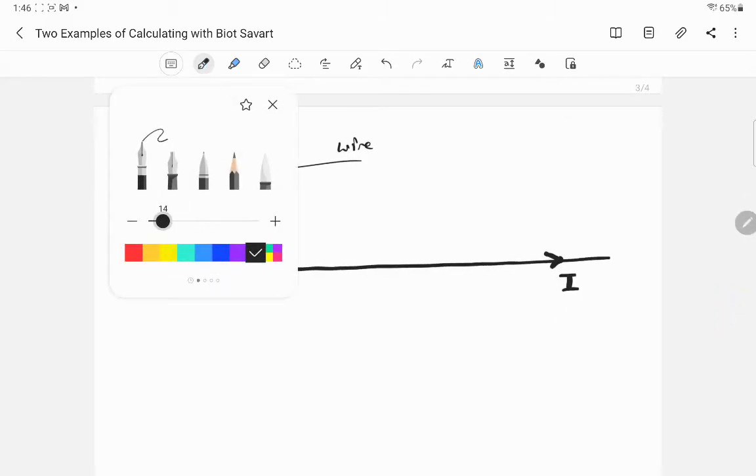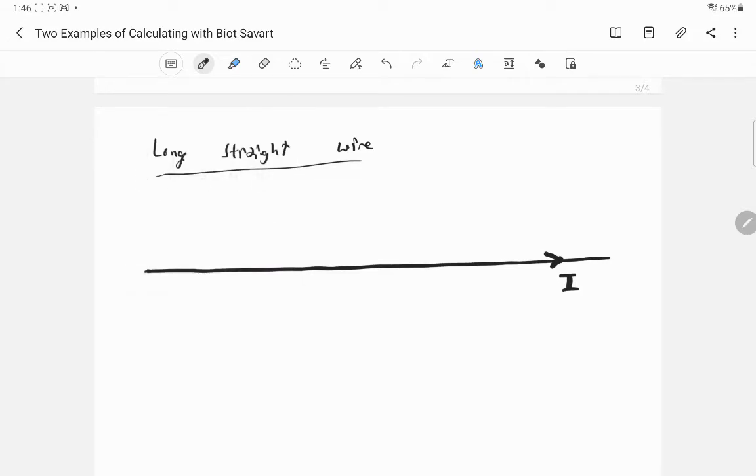Okay, so I want to know, first of all, so let me take this back down to some small value. Okay, so what is B at P, right? We want to understand what's the magnetic field of this wire. So here is a position P. And what's interesting about this position P is I actually can't tell the difference between this position P and this position P.